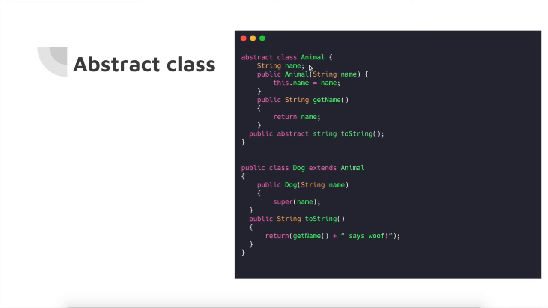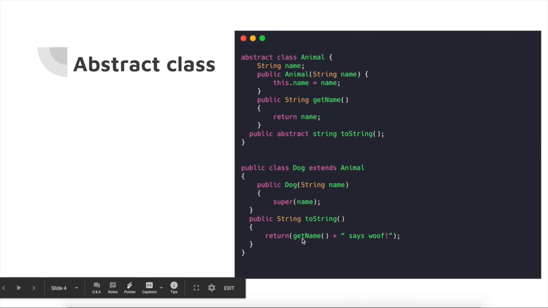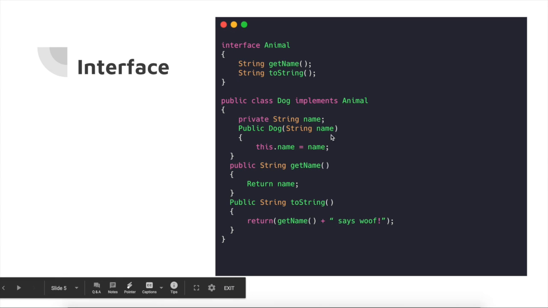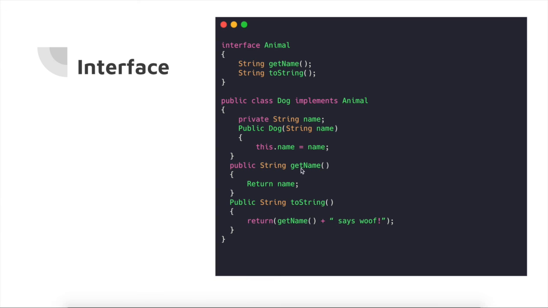As you can see, we have things such as variables, constructors, and methods, as well as abstract methods. The dog class will extend the animal class, and in the constructor, we will use super to call the class that extends constructor. So in this case, it would call this constructor right here. And because this method toString is abstract, we must implement it. For an interface, all methods must be abstract, so you don't necessarily need the abstract keyword. We also have our class dog will implement the animal class, and we must implement these abstract methods getName and toString.